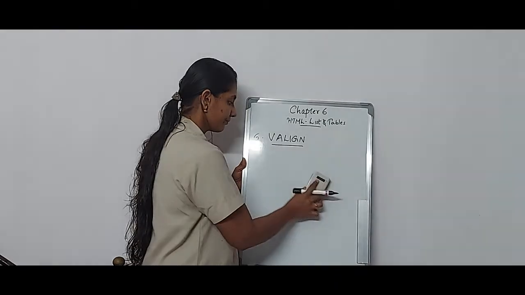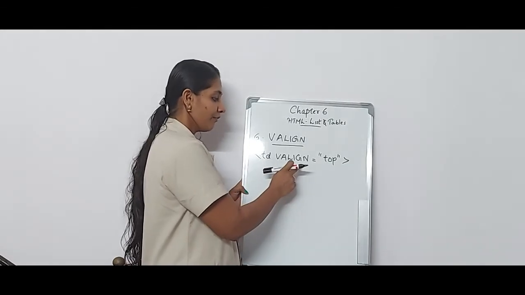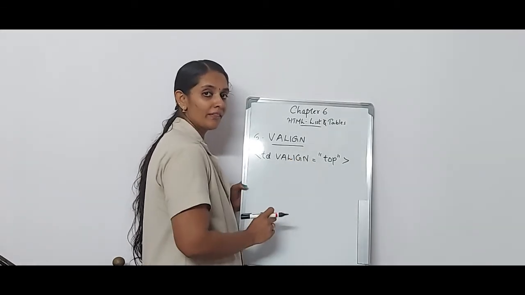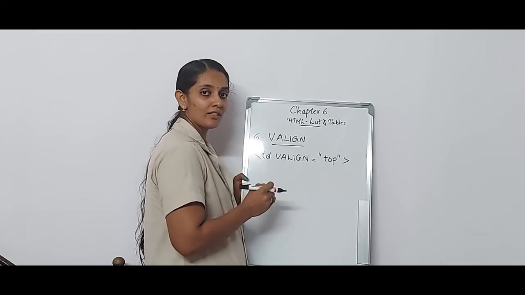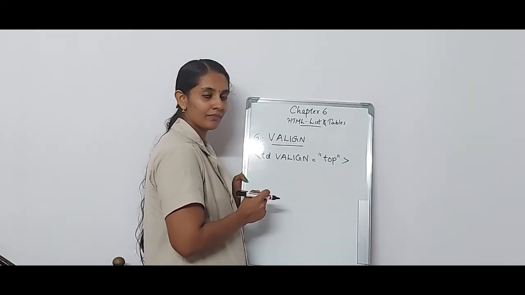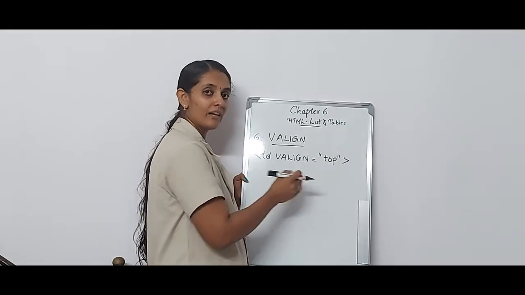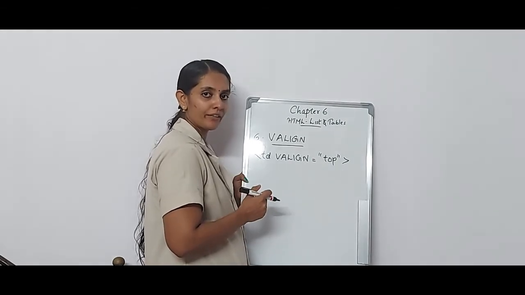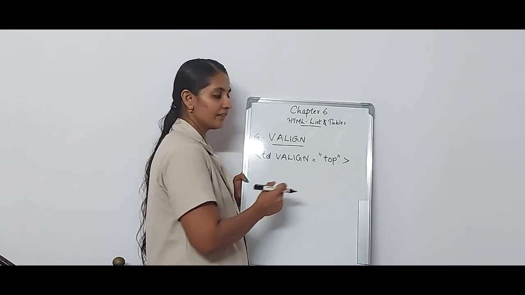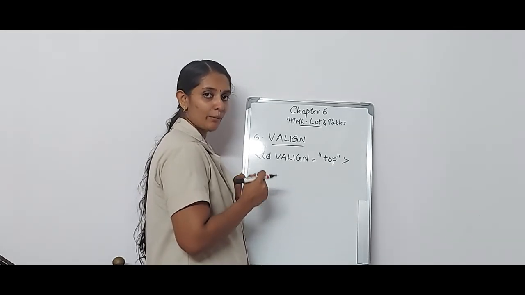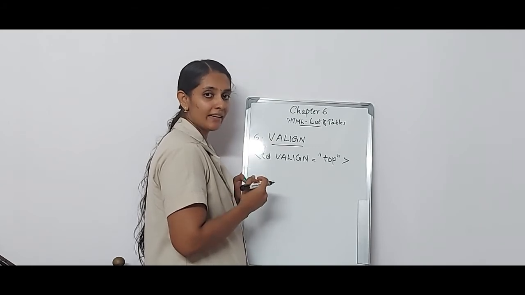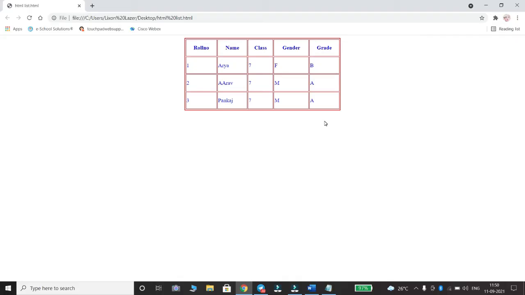For example, if I am giving value of valign as top, then it will align the text to the top position of the cell. If I am giving bottom, then it will align the text to the bottom position of the cell. Then one more value we can give, that is center. Then the position of the text will remain in the center. Attributes of TD tags. There are different attributes for TD tag: align, valign, bgcolor, width, rowspan and colspan.